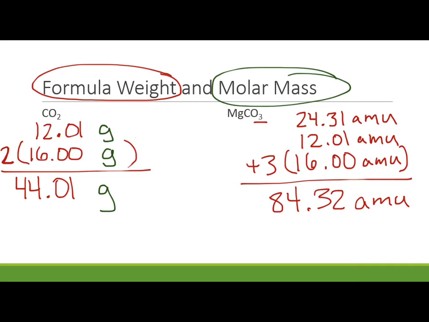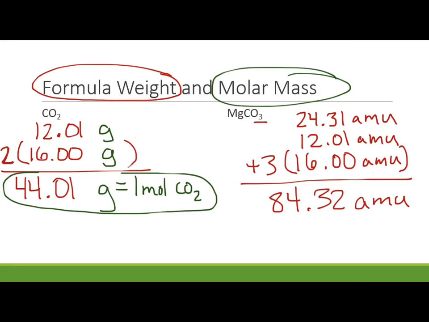So what this means is if I could weigh out 1 mole of carbon dioxide molecules, it would weigh 44.01 grams, right? This is great. Now, I personally like to write that this is equal to 1 mole of CO2, because this is going to come in handy when we do conversions later on. So remember that anytime you add these up on the periodic table in grams, that's the molar mass. That's the mass of 1 mole.